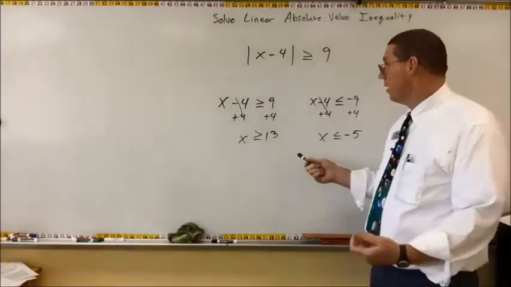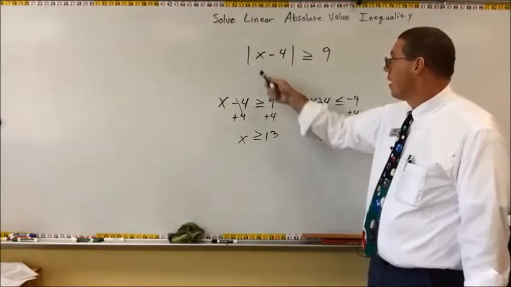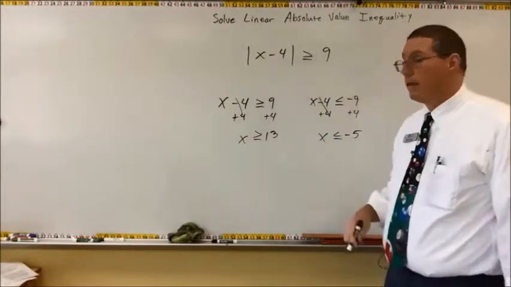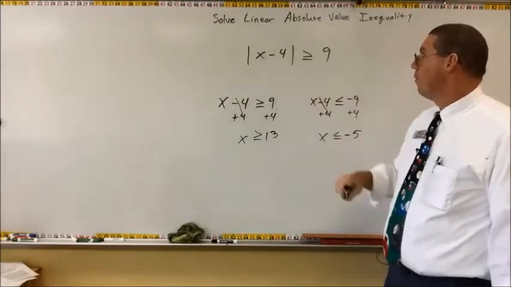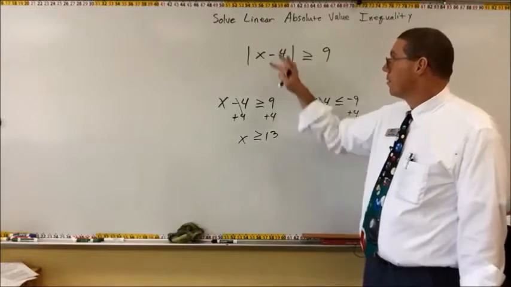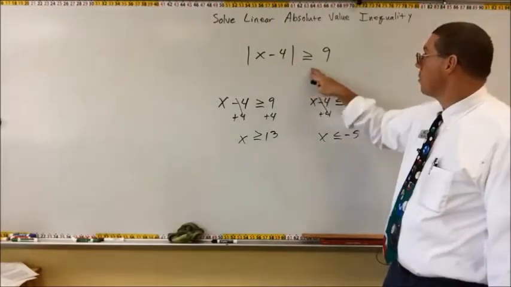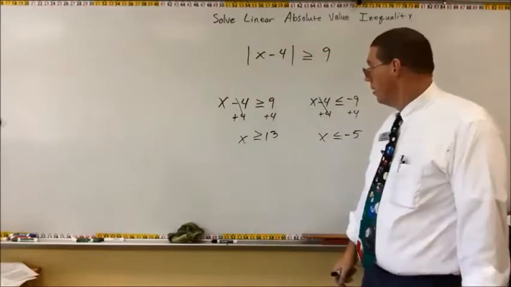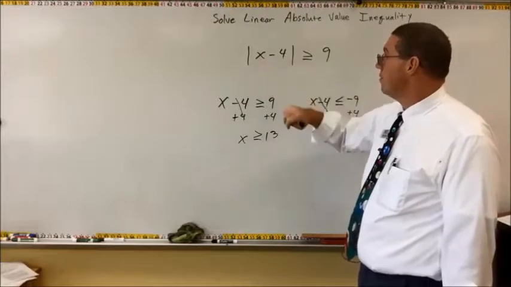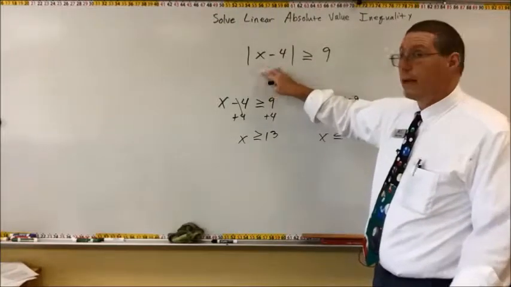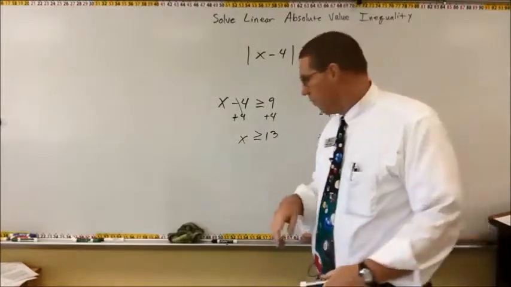Okay, so as long as you can put any number in here, let's put in 100. 100 minus 4 is 96. Absolute value of 96 is greater than 9. Put negative 1,000. Negative 1,000 minus 4 is negative 1,004. The absolute value of negative 1,004 is 1,004, and that is also greater than or equal to 9. Okay, let's put negative 5 in. Negative 5 minus 4 is negative 9. Absolute value of negative 9 is 9, and 9 is equal to 9. So we're good. All right, let's do one more, maybe with a fraction in it.